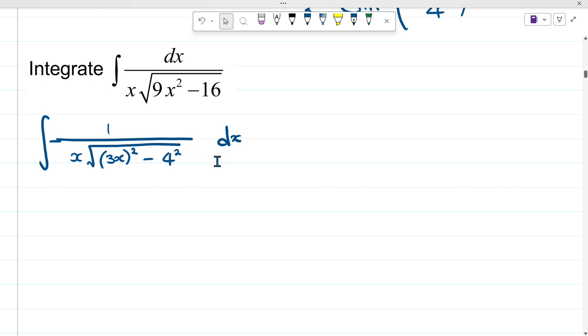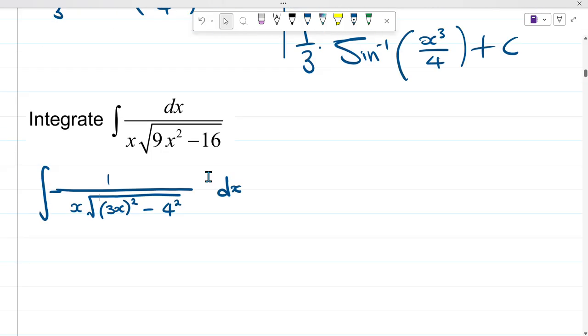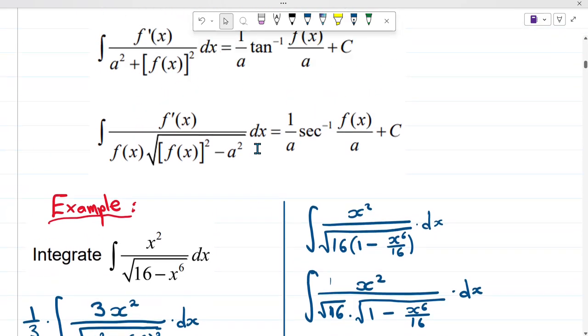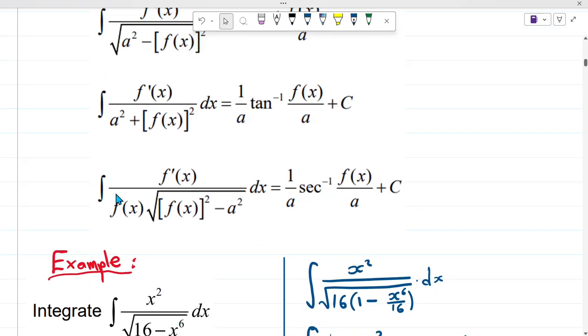So I said let's do this in 2 methods. The first one is to make sure that we work with a being equivalent to something else which is not 1, right? So let me go back to the formula. The question we are trying to do is in this format, because we have f of x here, and we have f of x there, squared minus a squared, right? And we just need to make sure that we have f prime of x on our numerator.